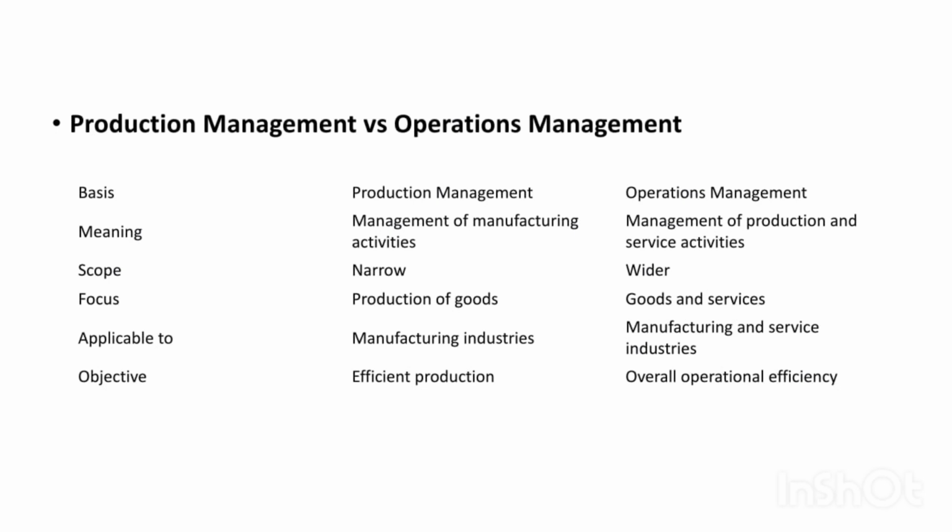Now let's see the application. The production management is applicable to manufacturing industries, and the operations management is applicable to manufacturing and service industries. Now let's see the objectives. The objective of production management is efficient production, and that of operations management is overall operational efficiency.